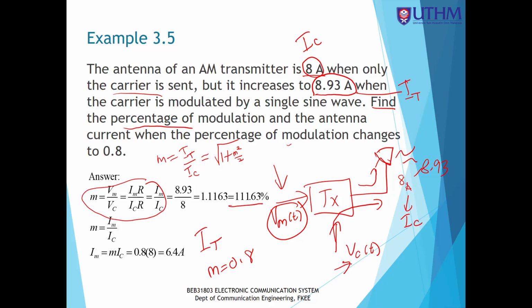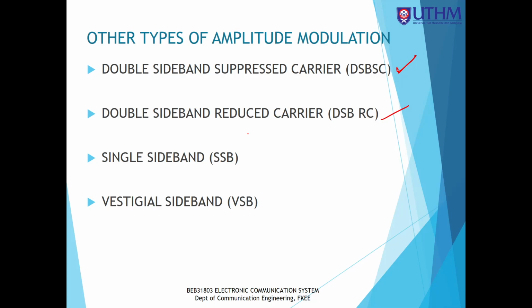Okay, the next topic is about types of AM, the family of AM. So previously we have seen double sideband full carrier. So actually AM has another siblings or family member. The oldest is the double sideband full carrier. Yang paling tua adalah double sideband full carrier. That one is the oldest technology. And then came out the reduced carrier. And then single sideband, and then vestigial sideband.